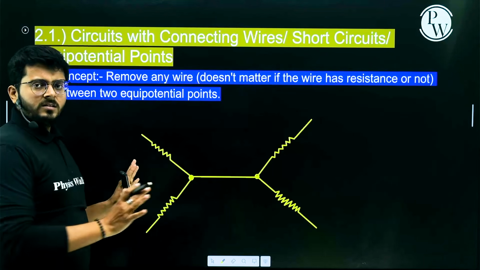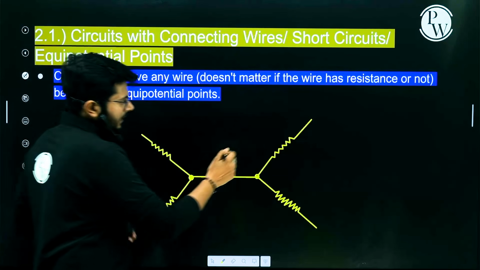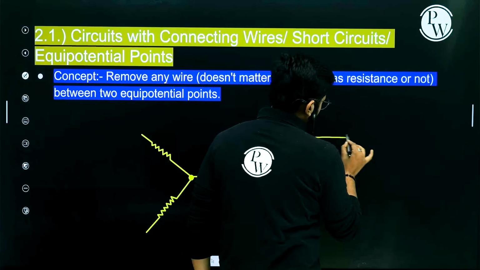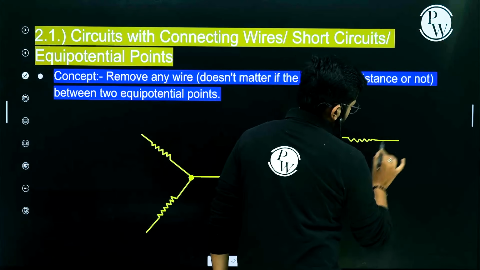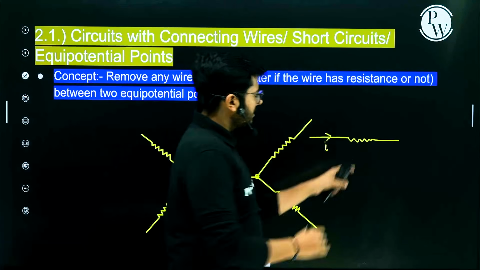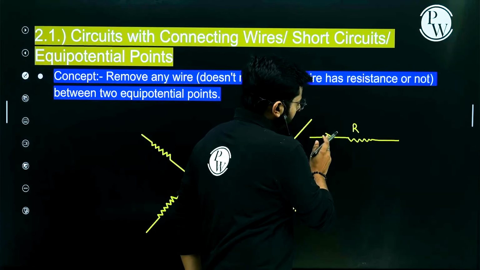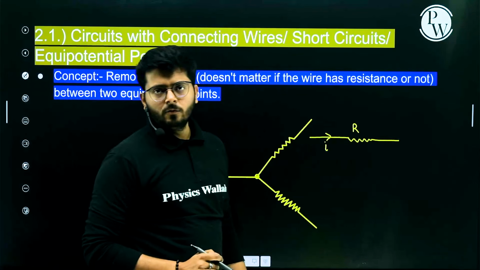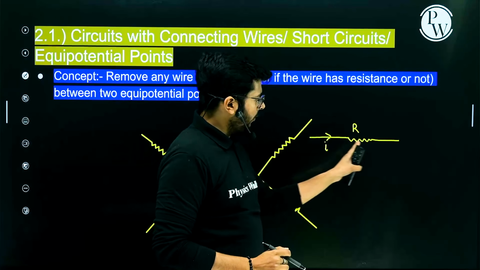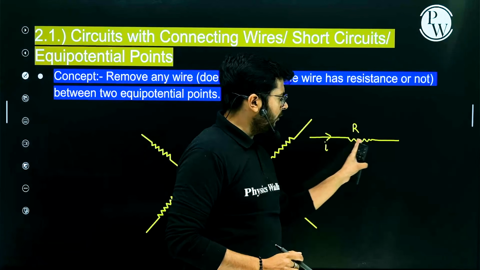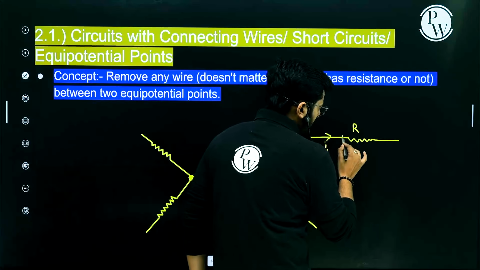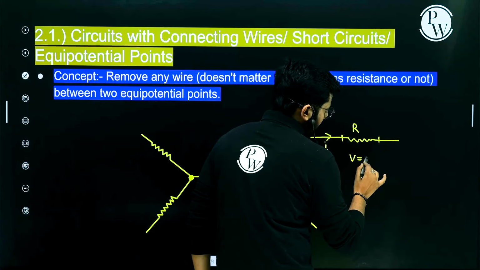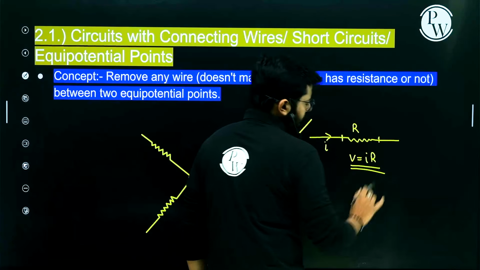So the basic concept is this: if I have a current flowing in this direction and there is a resistance in the path of the current, what will happen? This resistance will create a drop in the potential of the flowing current. You see that the current is flowing like this. When the current passes through the resistance, if the resistance is R, the potential drop across the resistance will be IR.